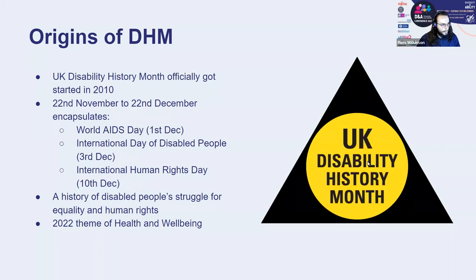Let's get started. So for those that haven't encountered Disability History Month before, it officially got started in the UK in 2010, which followed on from a survey to schools about when would best be helpful to have a discussion about disability history and teach children and young people about our movement, our rights, our struggle for equality. And therefore, it was decided to run from the 22nd of November to the 22nd of December.